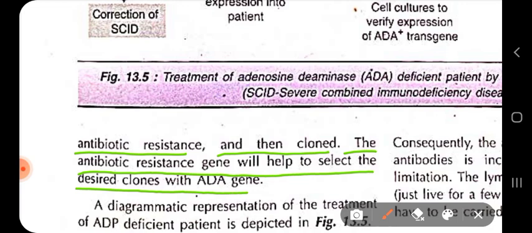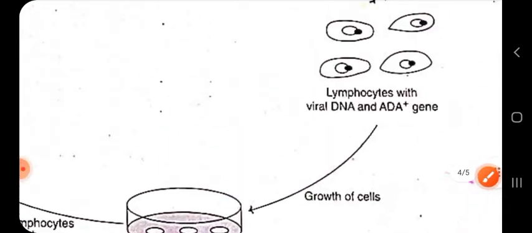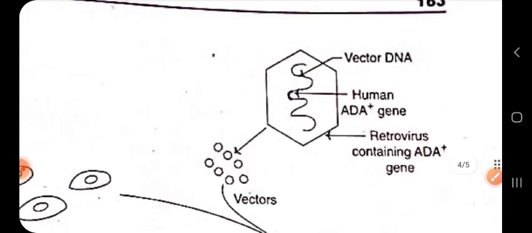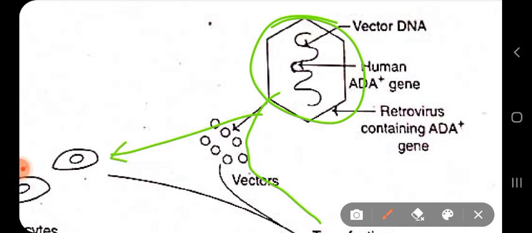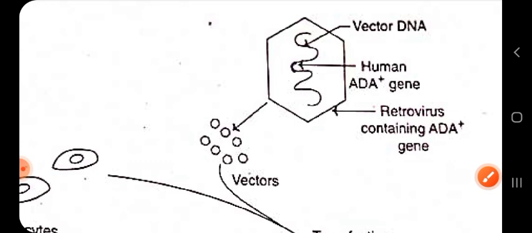So again I am repeating what we have seen here. We isolated the cells from the patient. Here the lymphocytes have been isolated. Then we introduce this vector into that target cell. Before introducing, the vector is used as proviral DNA. Here we use a retrovirus.